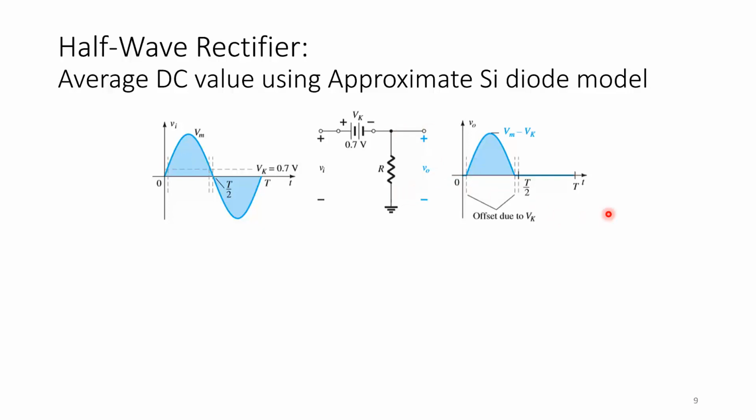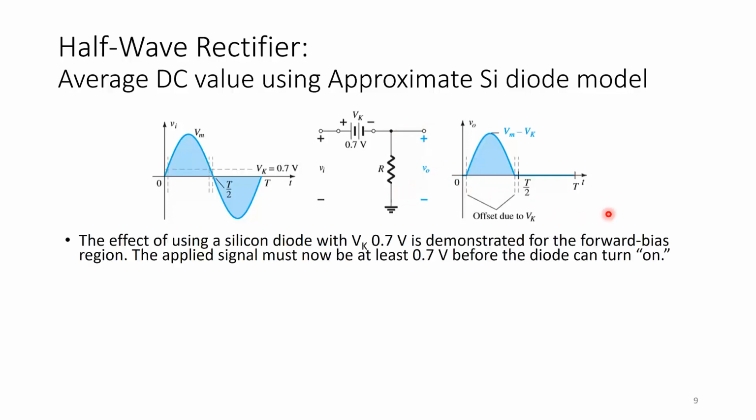So the effect of using a silicon diode with VK, some of the texts use VK. I should stick to one. The previous slide was VF, but VF or VK is the same thing. It's called knee voltage, K-N-E-E. Knee voltage VK 0.7 volt, or forward voltage, is demonstrated for the forward bias region, and so the applied signal must now be at least 0.7 volts before the diode can turn on. Let's have a calculation of this.